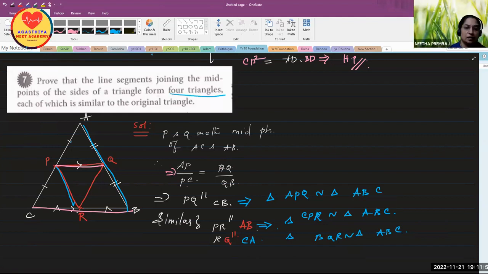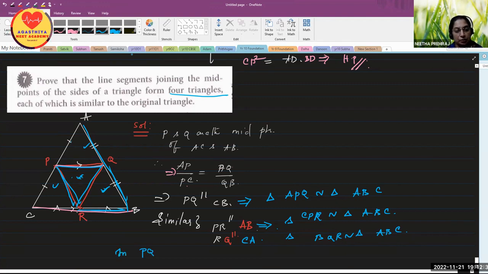So each of the four triangles, and what about the middle? Three triangles we proved similar. But what about the center triangle? What's the idea? See, these form a parallelogram. These opposite sides are parallel, isn't it? This is a parallelogram. The diagonal bisects it into two congruent triangles, isn't it? So these two are equal. So this is also similar. That's it.